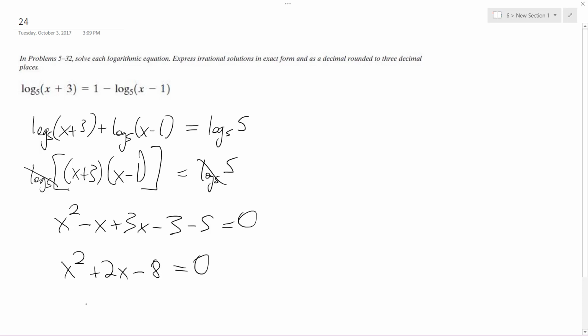So my final solution, well, my factored form is going to be x plus 4, x minus 2 equals 0. And my roots are going to be x is equal to negative 4 and 2. And that's it.